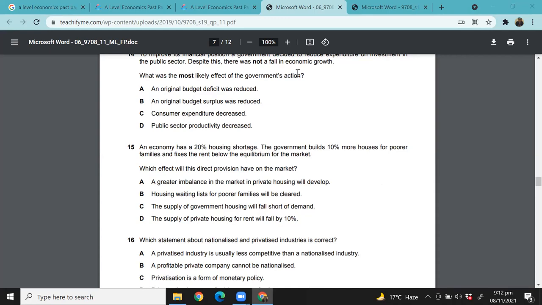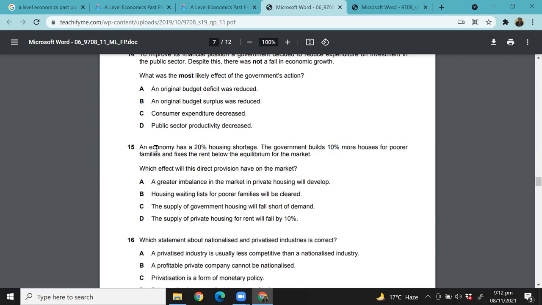Right. Okay. Now think about this, students. There is a 20% shortage in the market. What that means is demand is greater than supply. We know that. Instead of providing 20% more houses, the government only provided 10%. I repeat, instead of producing 20% more homes, which was the shortage, the government only fulfilled 10% of that.